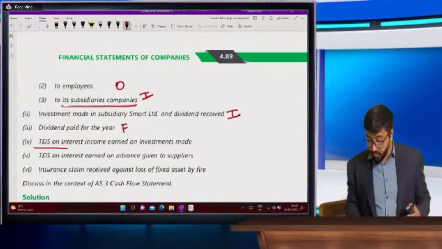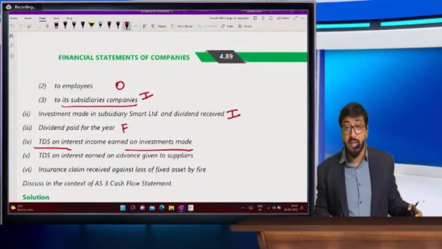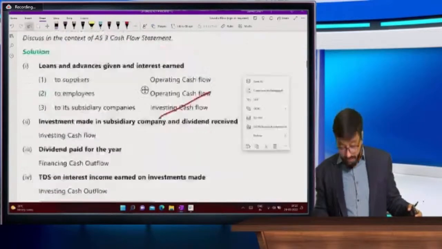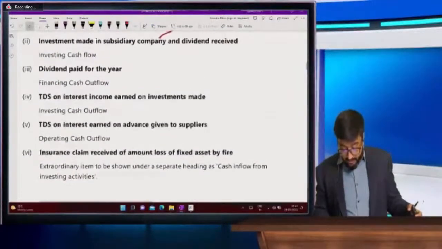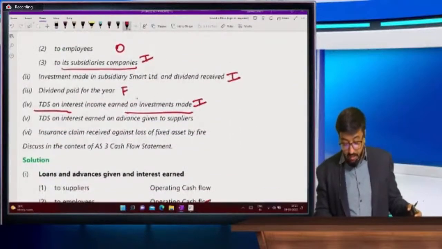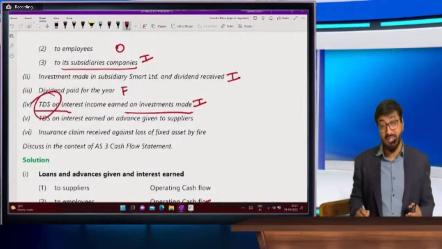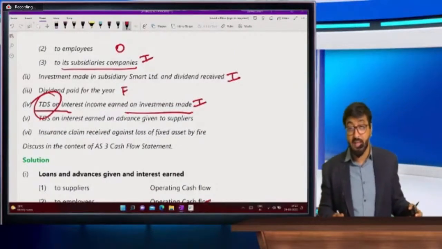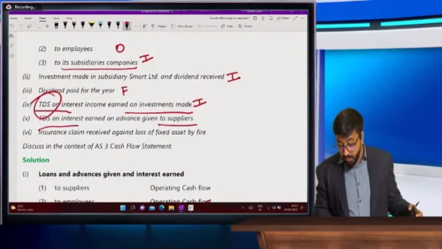TDS on the interest income earned on investment made. So now you have to see that TDS has been deducted on the investment made, and whenever TDS has been deducted, you have to understand the root is also investing, so TDS is also covered under investing. I already explained the concept of TDS in the last session. So TDS on the interest given to the supplier is also covered under investing activity.